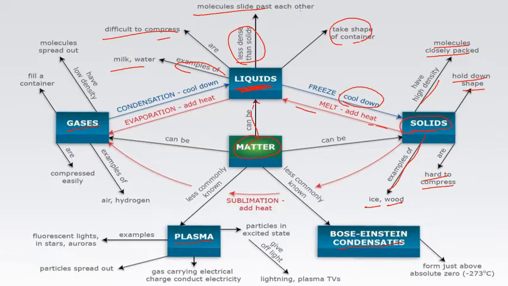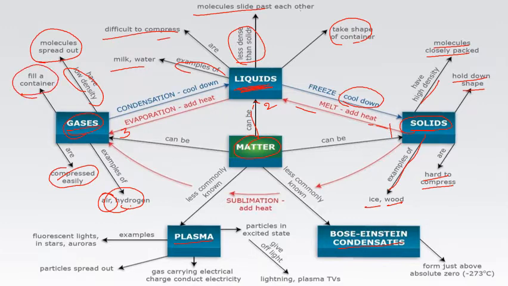Next comes the gases. The third state of matter is called gases. Examples of gases are air and hydrogen, and gases are compressed easily. Why are they compressed easily? Because the distance between the molecules is very high, meaning very low density, and the molecules spread out. Gases can fill a container, and they can be compressed easily under pressure. Gases on condensation, meaning on cooling down, will form the liquids. Again, liquids on heating, meaning evaporation, will form the gases.